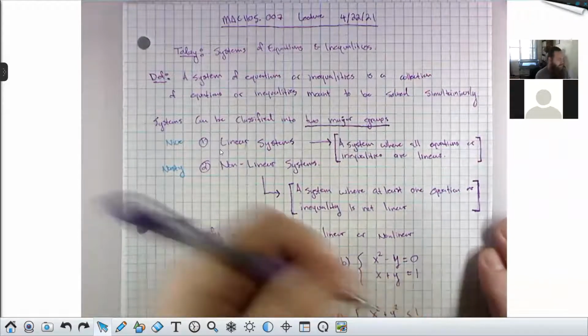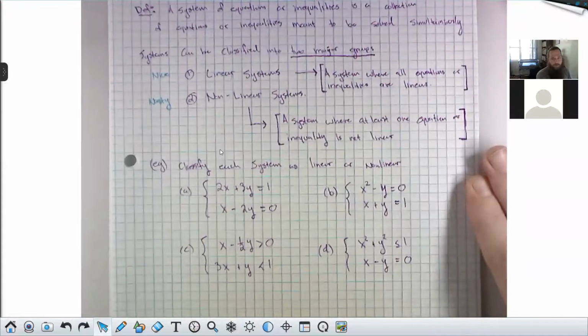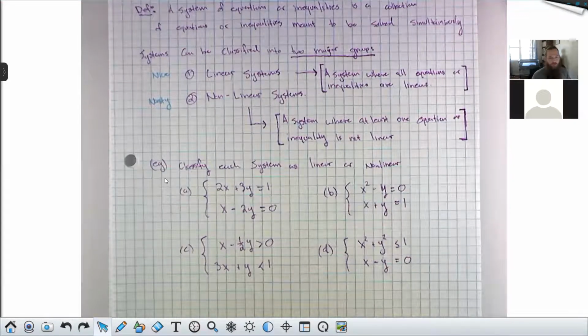Okay, so I have here 4 systems. The top two are systems of equations, A and B. These are systems of equations because each one of the things is an equation. Within A, I have the equations 2x plus 3y equals 1 and x minus 2y equals 0. So this is a system of equations, and I want to know, is this linear or non-linear? You can tell me in the chat if you think this system is linear or non-linear based on the definitions we have up here.